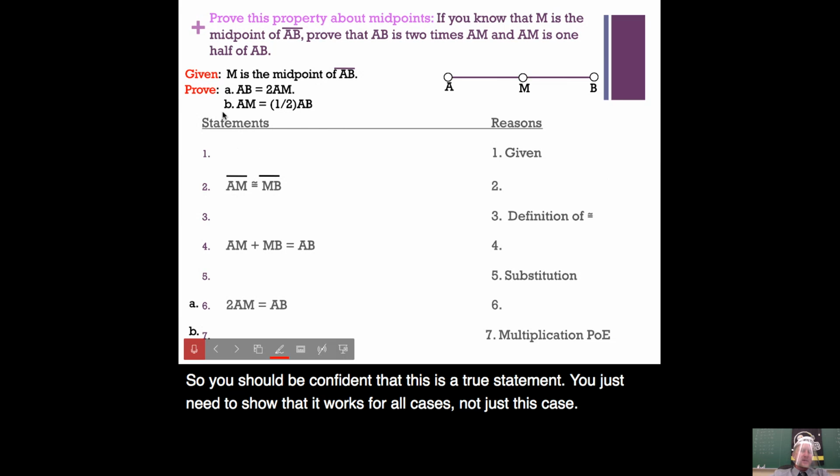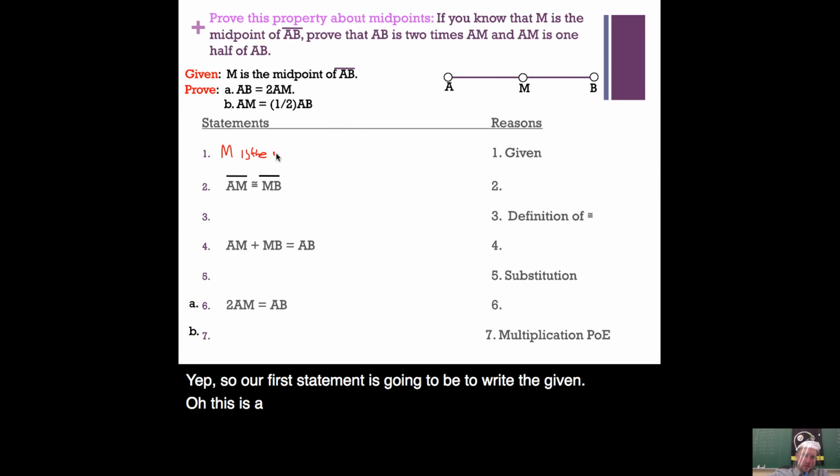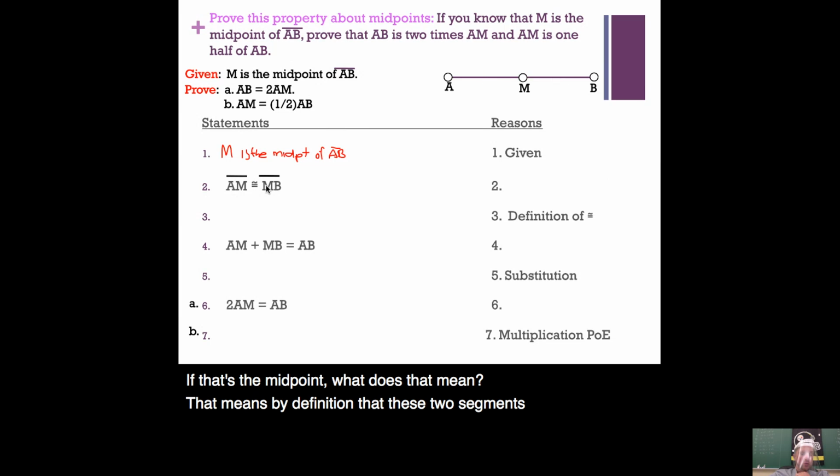Okay, so our first statement is going to be to write the given. M is the midpoint of segment AB. That's given. Well, if that's the midpoint, what does that mean? That means by definition that these two segments right here are congruent.